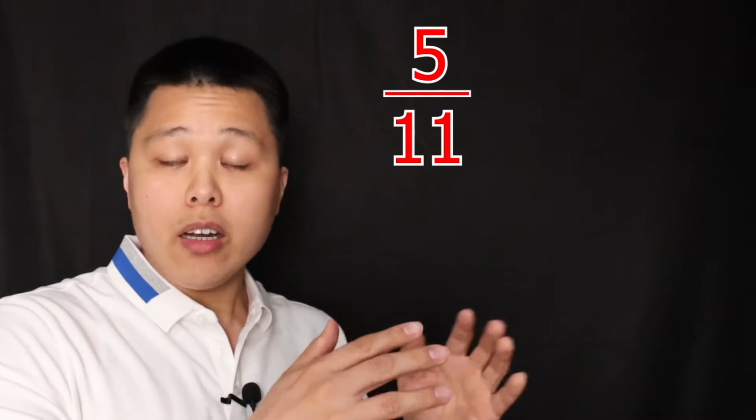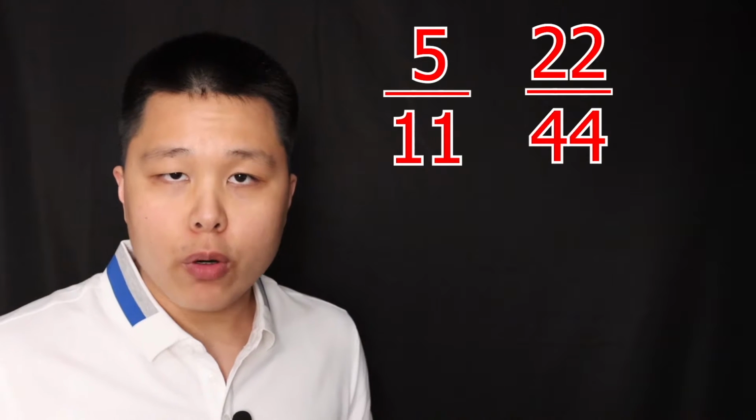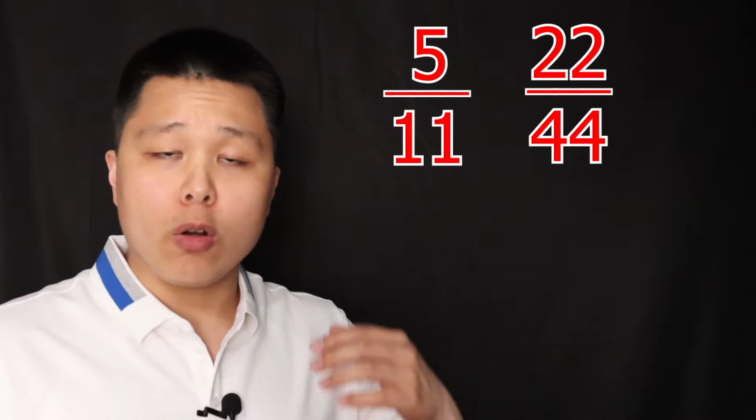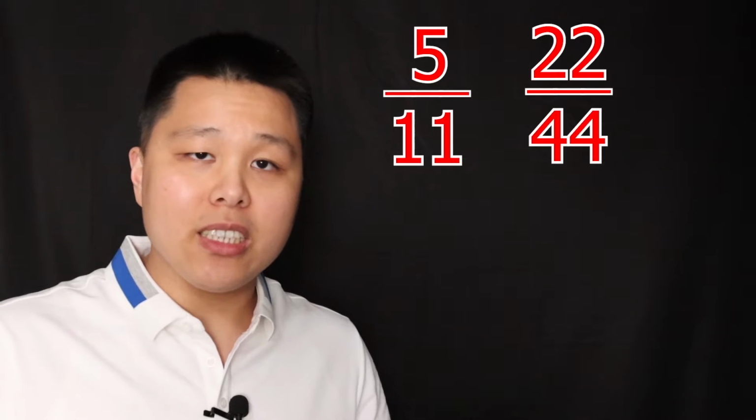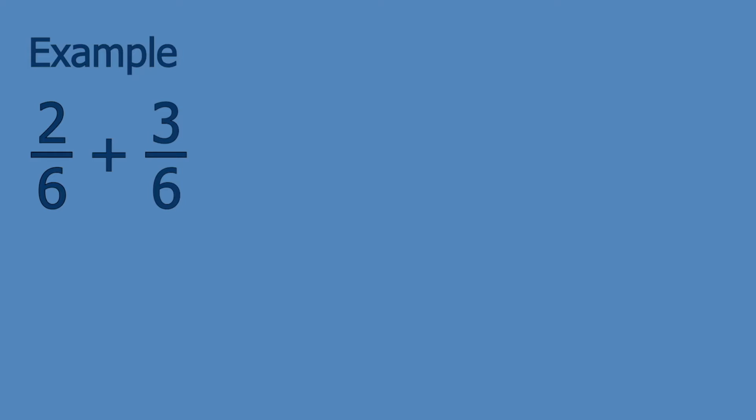It's especially hard when we start comparing fractions. Here we have, for example, 5/11, and another one, 22/44. Which one is bigger? Which one is smaller? They look completely different. Luckily for us, adding, subtracting, or comparing can be easy in some cases. For example, 2/6 plus 3/6 is easy. The answer is 5/6. Or when comparing 20/44 and 22/44, that's easy. 22/44 is clearly bigger than 20/44.